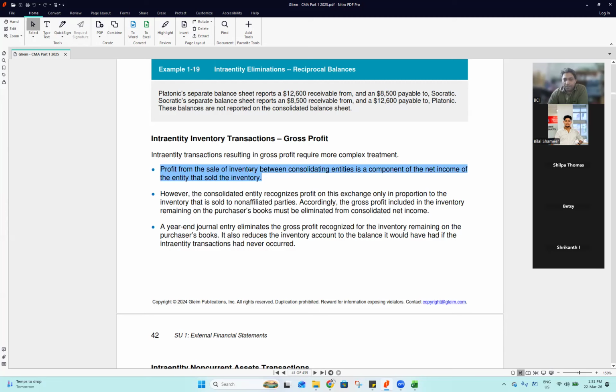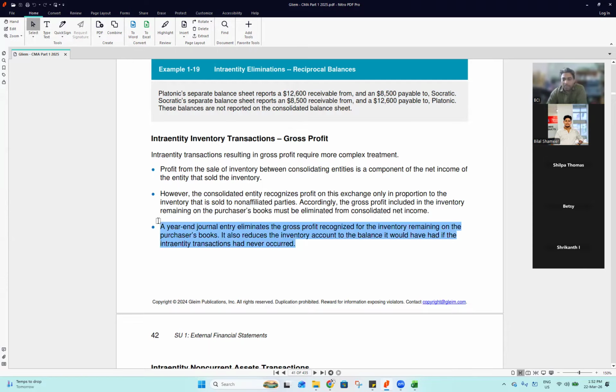Now, profit from the sale of inventory between consolidated entities is a component of the net income of the entity that sold the inventory. However, the consolidated entity recognizes profit on the exchange only in proportion to the inventory that is sold to non-affiliated parties, that means the outsiders. Accordingly, the gross profit included in the net income of the purchaser's books must be eliminated from the consolidated net income. Clear? Now, a year-end journal entry eliminates the gross profit recognized in the inventory remaining on the purchaser's books. It also reduces the inventory account to the balance that would have been if the intra-entity transaction had never occurred.